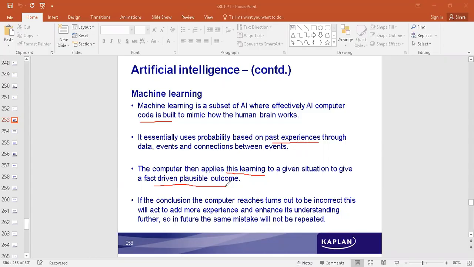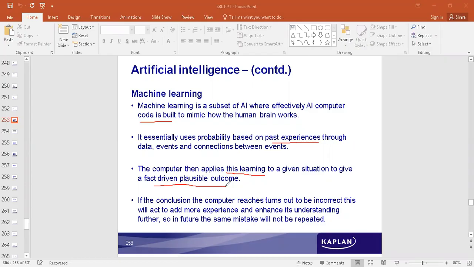If the conclusion the computer reaches turns out to be incorrect, this will act to add more experience. If it doesn't prove to be correct, if it is not applicable for a future situation, that will be counted as another experience which the computer receives. It will enhance its understanding further, so in future the same mistake will not be repeated. So the machine is learning from past experiences, and these learnings are applied in future situations. It comes out with some suggestion for a problem that arises, and if it suits, it's fine. If the solution is not applicable in that situation, that also will be counted as an experience, and it will use that and apply it in future.